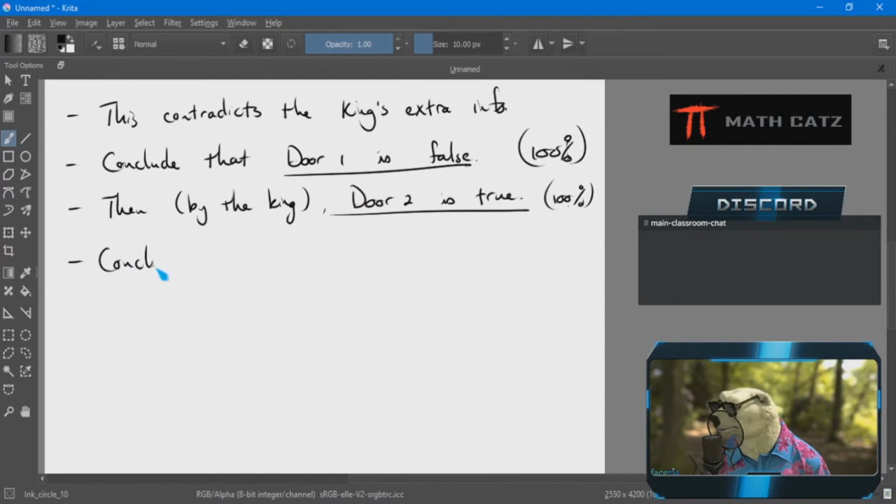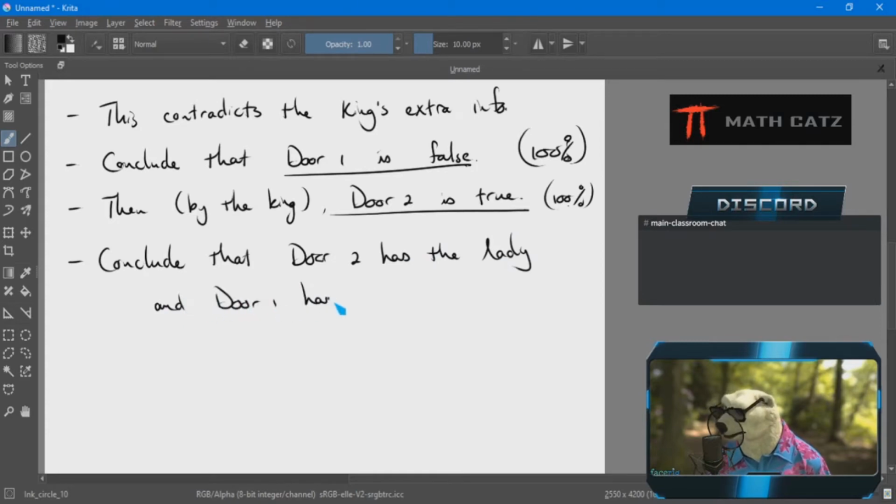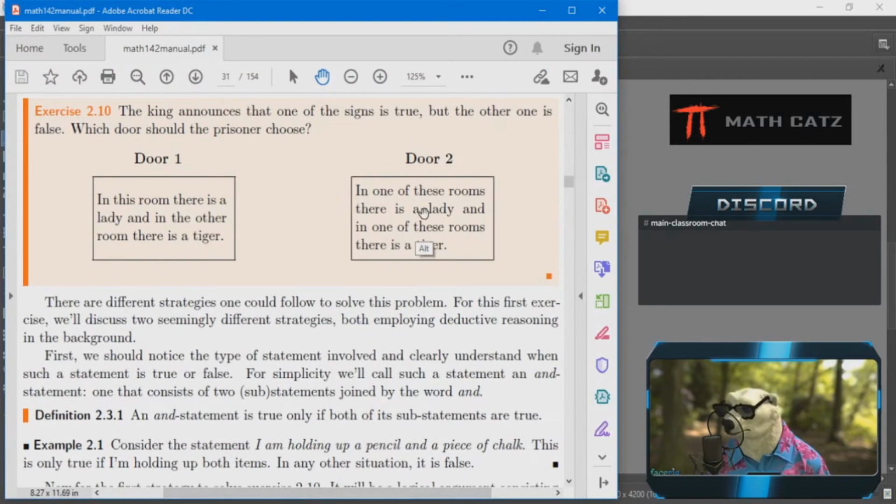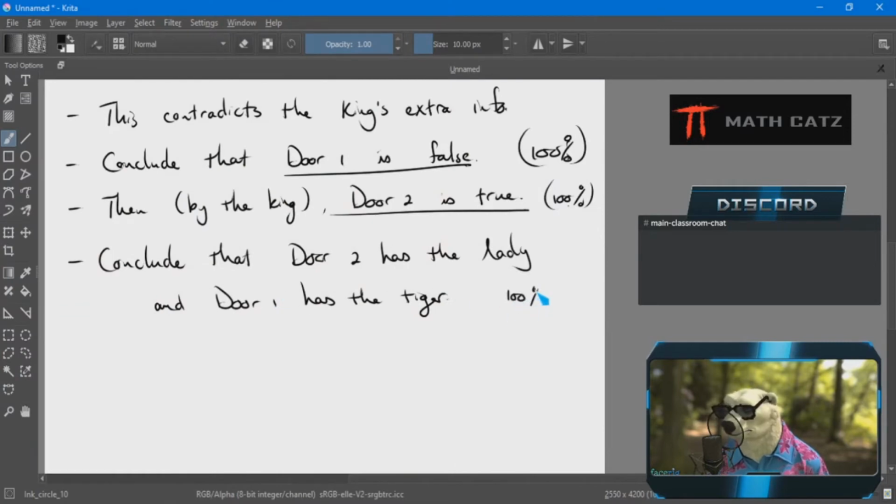So we conclude that door two has the lady and door one has the tiger. I'll repeat that. We know door one is false. We know door two is true. Door two says, truthfully, there's a lady, there's a tiger, somewhere. So there's one of each. Door one says, in this room, so door one has the lady, door two has the tiger. That's not true. So it has to be the other way around because I have to have one of each. And so 100% door two has the lady, door one has the tiger.